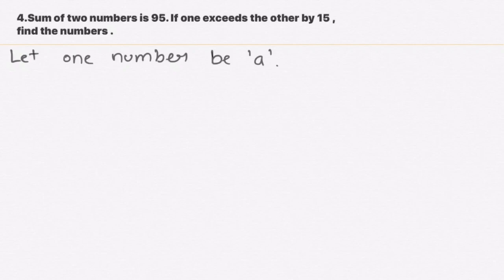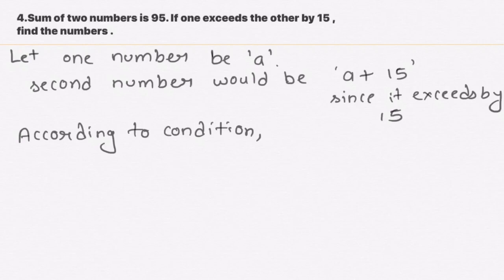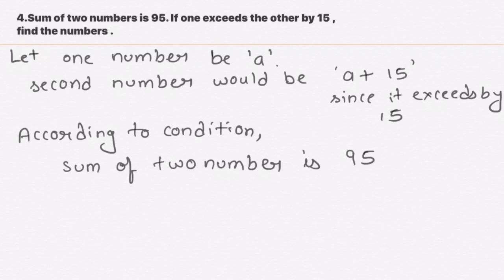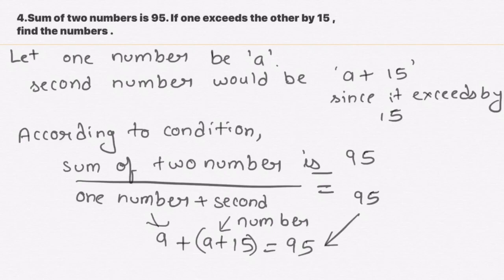If we are adding 15 to this number, that expression will be equal to the second number. So we have the second number as A plus 15. So according to the condition which is given in the question, we have first line sum of two numbers is 95. We have considered them as one number and the second number. The first number is A and the second number is A plus 15. Is means equal to sign 95. So we have the linear equation as A plus bracket of A plus 15 bracket close is equal to 95.